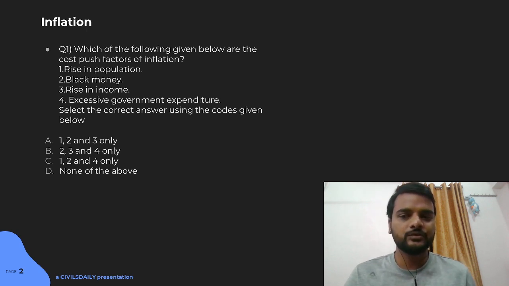Normally, if you see the cost push factors, cost is something that adds to the value of any product. Rise in population will increase the demand, black money will also increase the demand for certain goods, rise in income will also increase the demand, and excessive government expenditure will put more money into the hands of people. So these are all basically demand pull factors. So here the option will be none of them is correct.